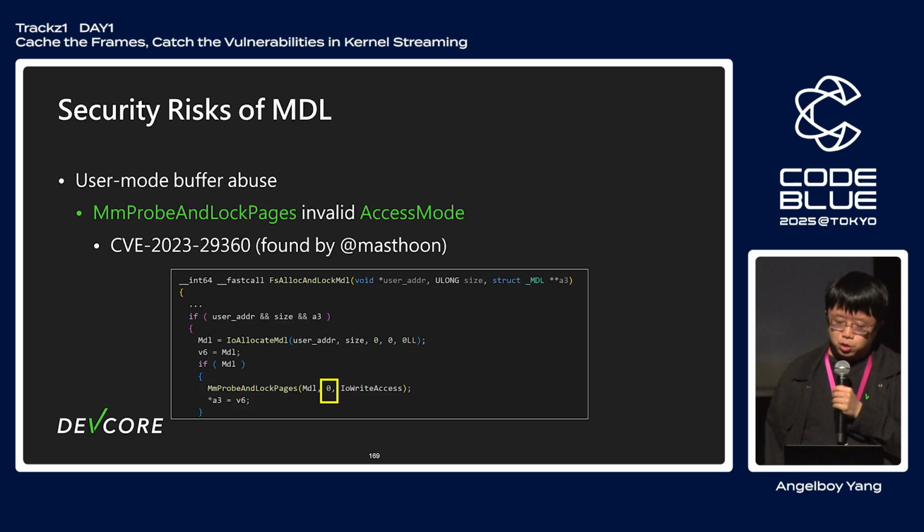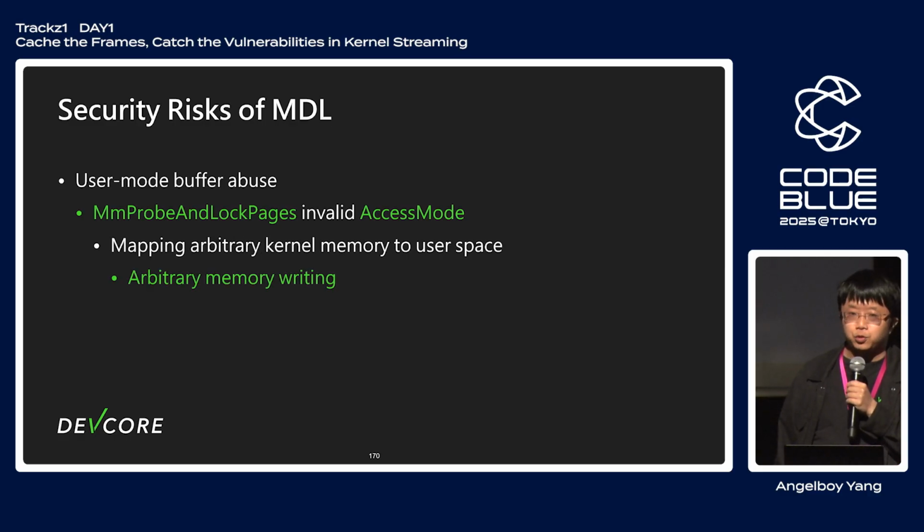The common issue we have been seeing recently: when the kernel uses the MmProbeAndLockPages API to map the memory address provided by the user, it may incorrectly set the access mode flag. This leads to the failure to check if the address belongs to user space. As a result, the user can do arbitrary memory writing in kernel space.